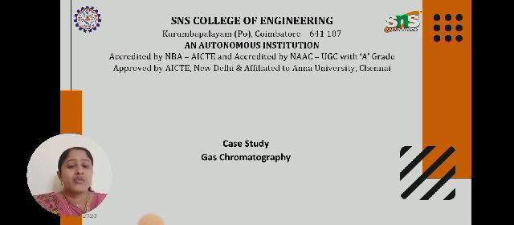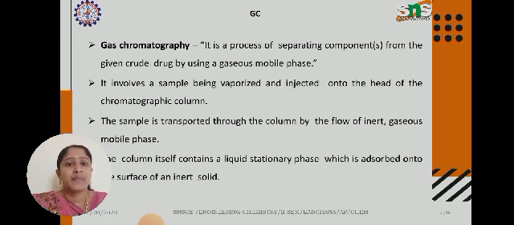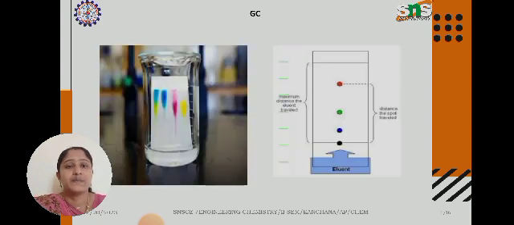In this video now I'm going to talk about a case study, gas chromatography. Gas chromatography is a process of separating components from a given crude drug by using a gaseous mobile phase. It involves a sample being vaporized and injected onto the head of the chromatographic column. The sample is transported through the column by the flow of an inert gaseous mobile phase. The column itself contains a liquid stationary phase which is adsorbed onto the surface of an inert solid.